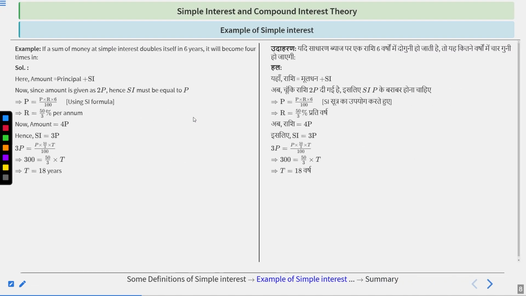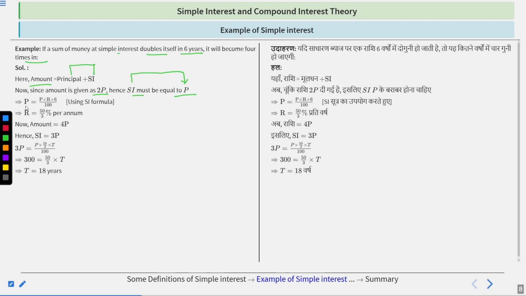Next one. For example, if a sum of money at simple interest doubles itself in 6 years, in how much time will it become 4 times? The question says that amount is equal to principal plus simple interest. Since the amount is given as 2P, SI must be equal to P, because our principal is P and it becomes 2 times, it means P increases in 6 years, so simple interest will be P. Clear? So the formula is SI equals PRT upon 100.